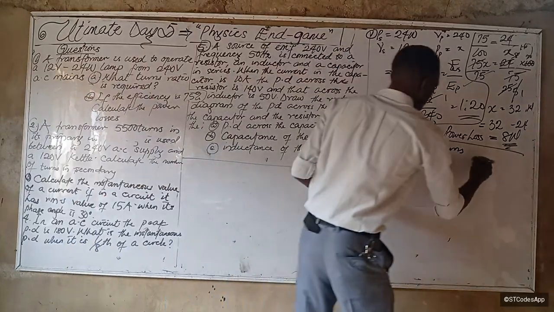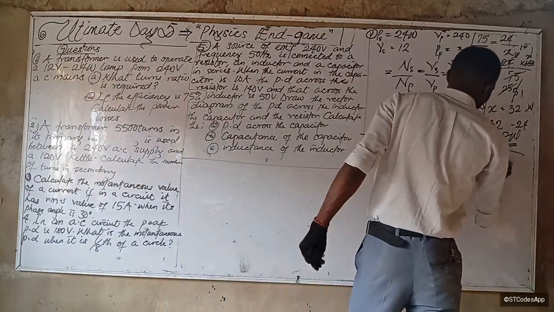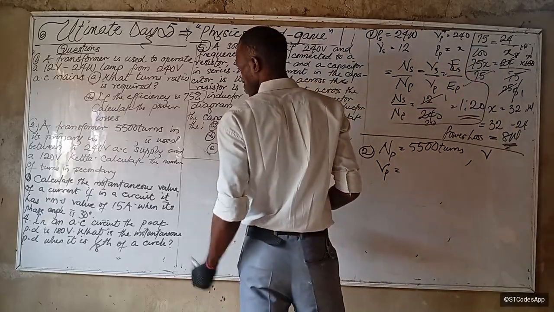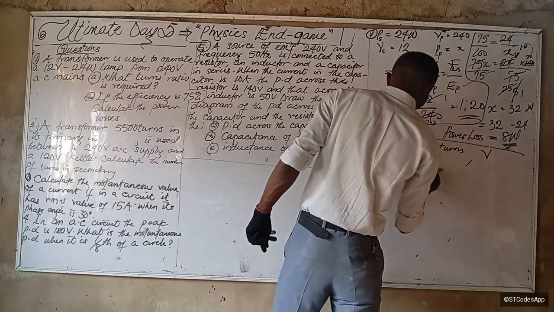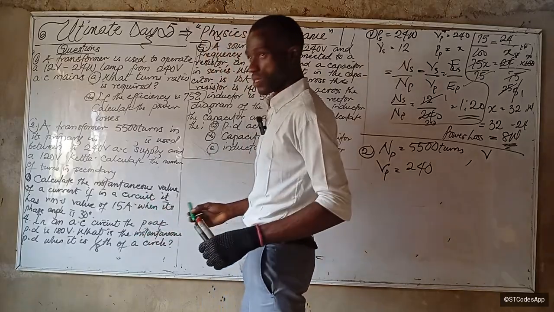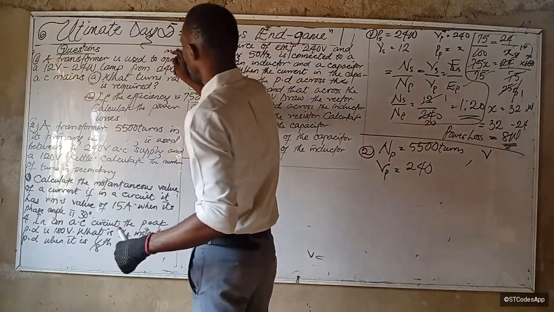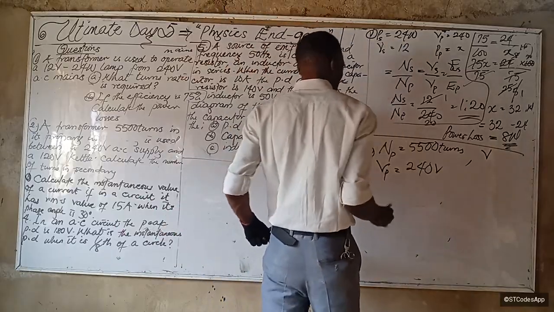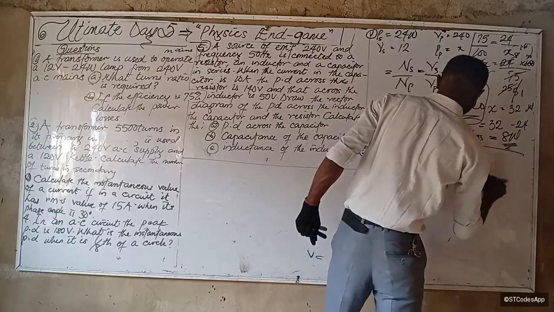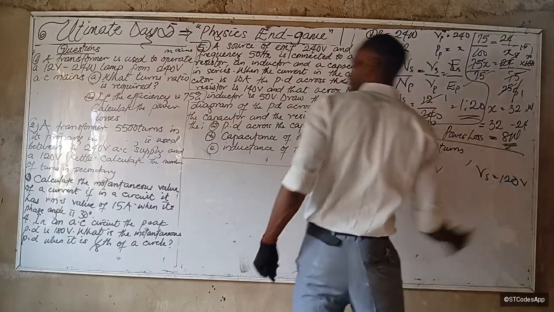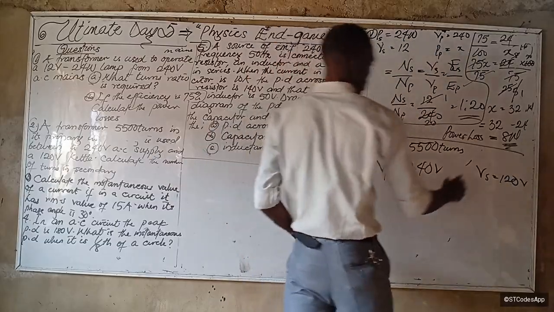So what is the voltage in the primary? 240. 240 is the mains. The AC source is the mains. Mains, that's another word you could hear. Okay, 240 volts. And what's the voltage in the secondary? 120. It now says calculate the number of turns in the secondary.